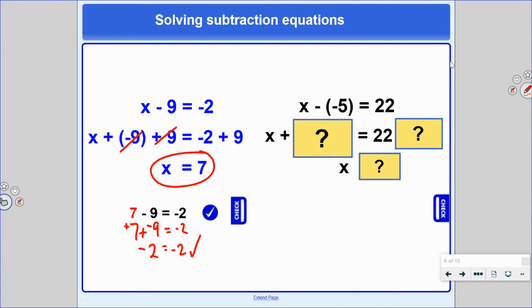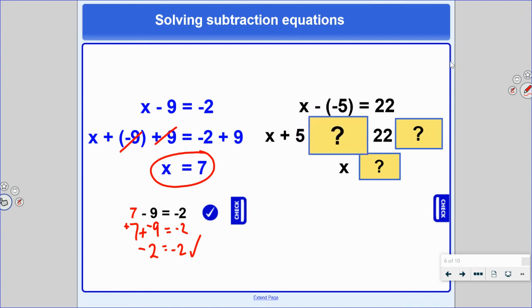Speaking of changing to add the opposite, anytime I see this nonsense, I'm thinking to myself, well, wait a second, what does it mean to subtract a negative 5? Naturally, what I would do is change subtraction to adding, and the opposite of negative 5 is positive, and now it's really not that difficult from equations we've been doing for a long while.